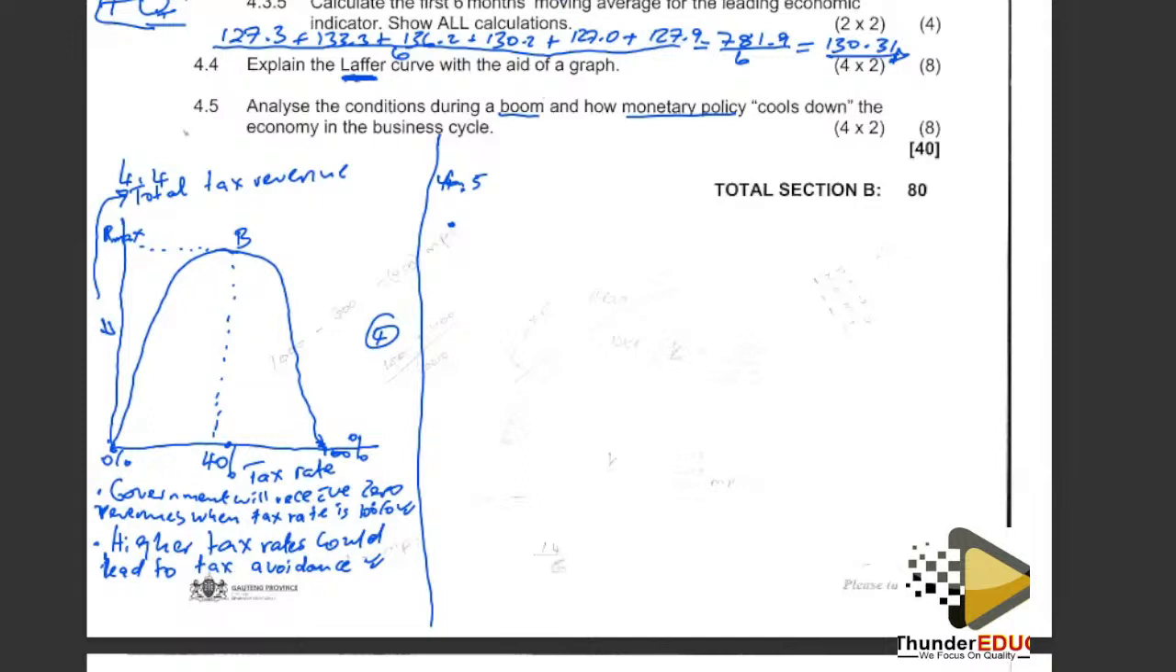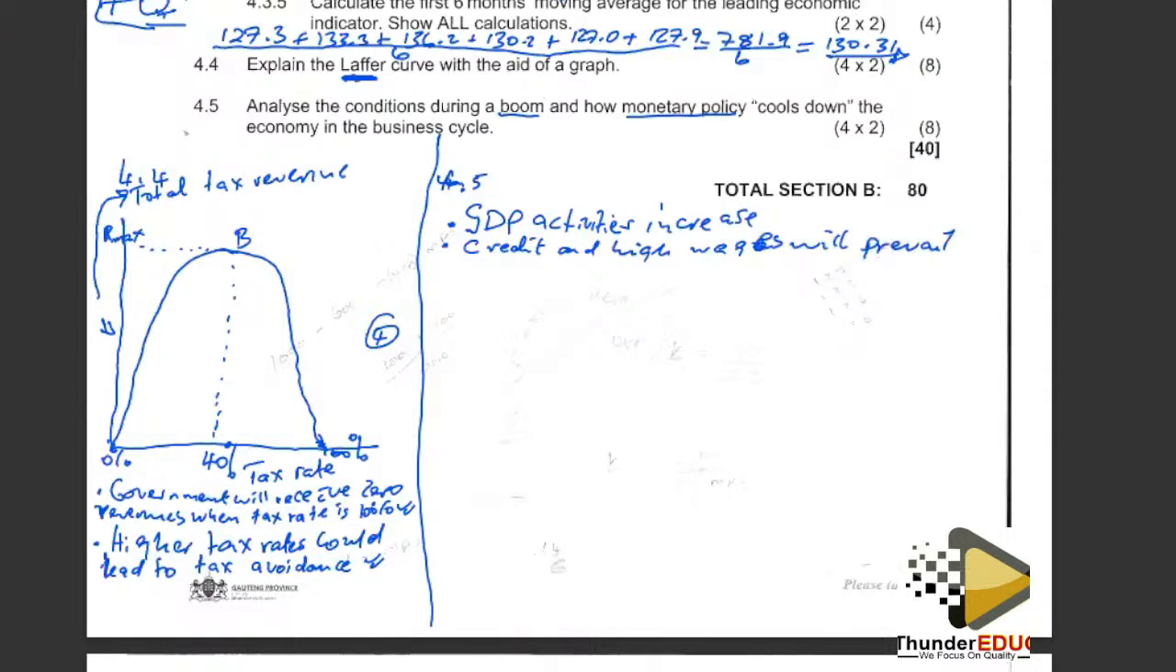Great talks. So now we are saying that GDP, or gross domestic product, activities increase. Also, we are saying that credit and higher wages will prevail. Why will they prevail? Because employment levels are high.